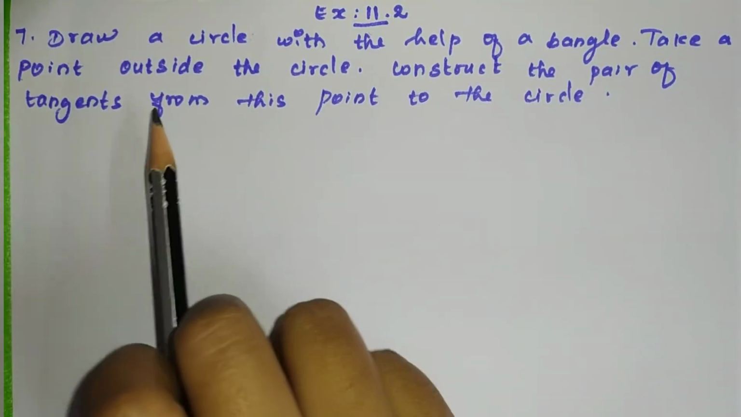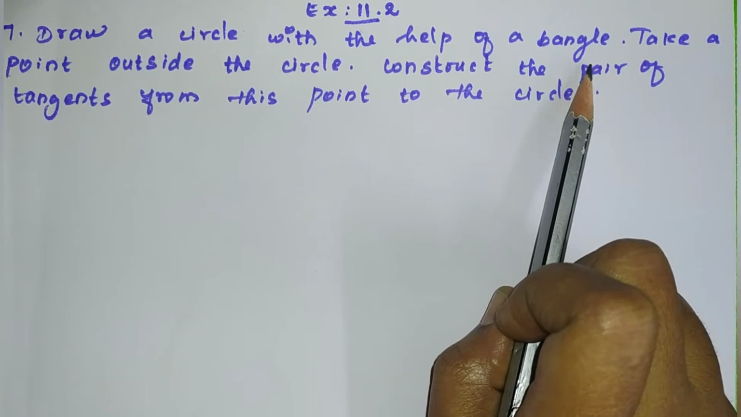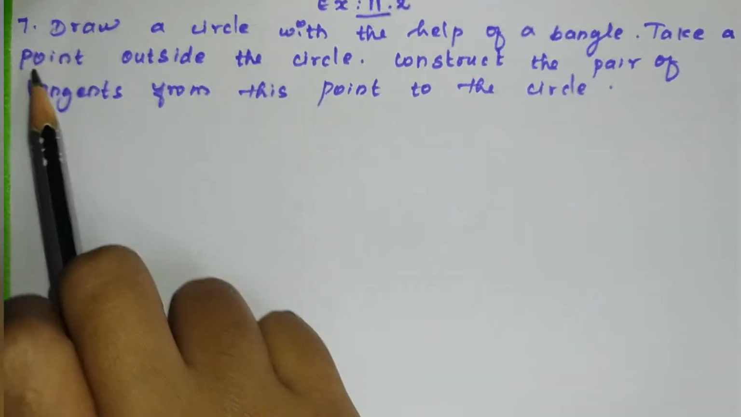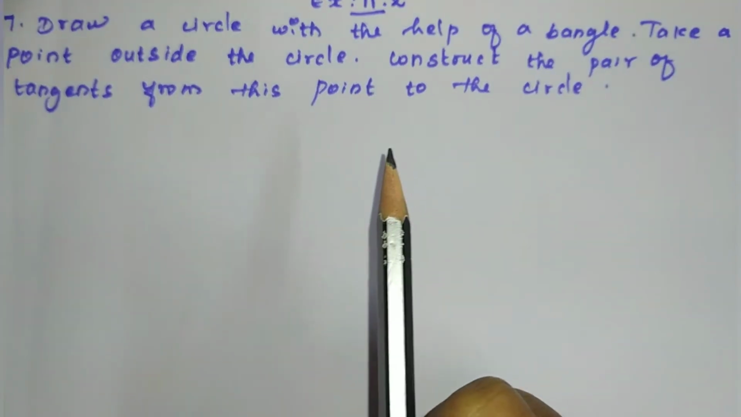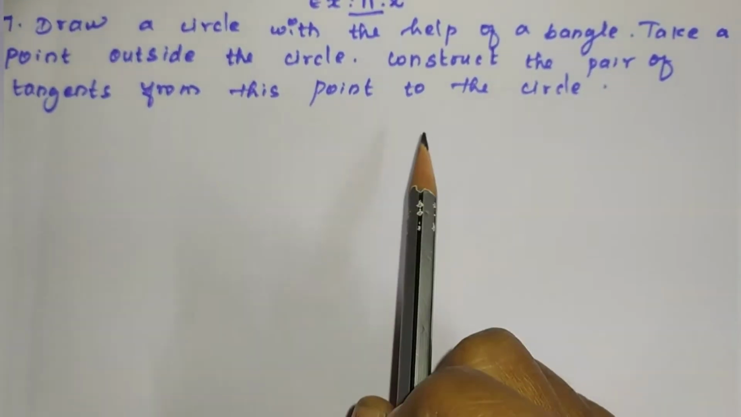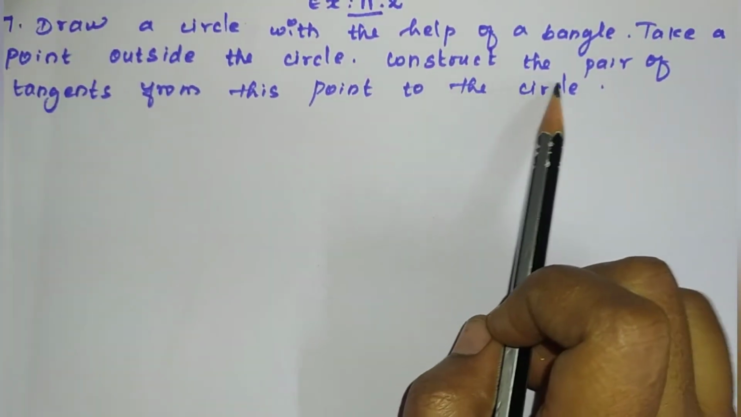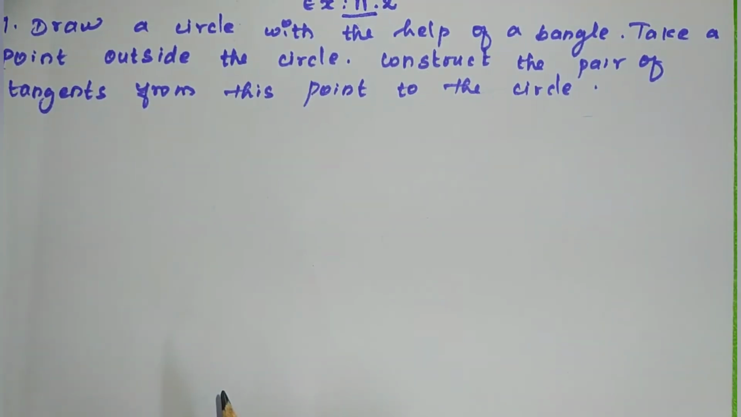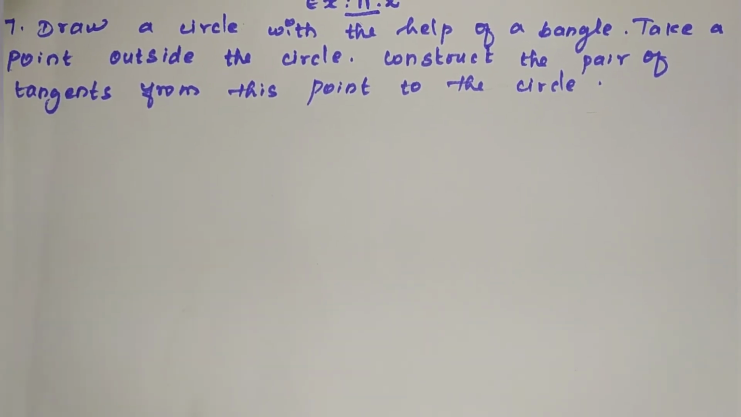Exercise 11.2, 7th problem. Draw a circle with the help of a bangle. Take a point outside the circle. You have to take one point that must lie outside the circle. Construct the pair of tangents from this point to the circle.